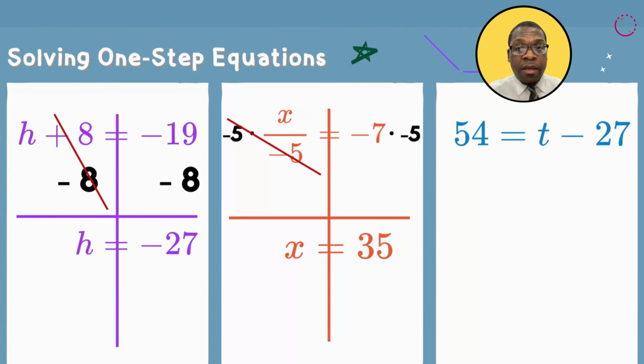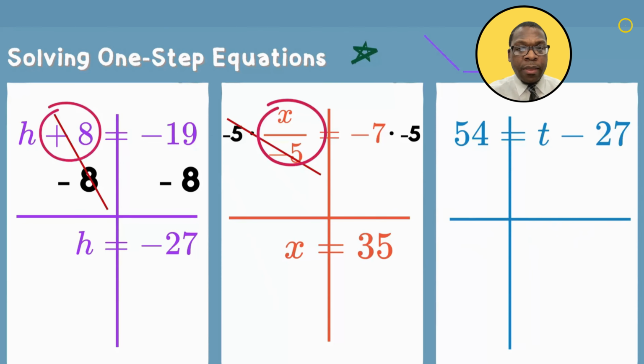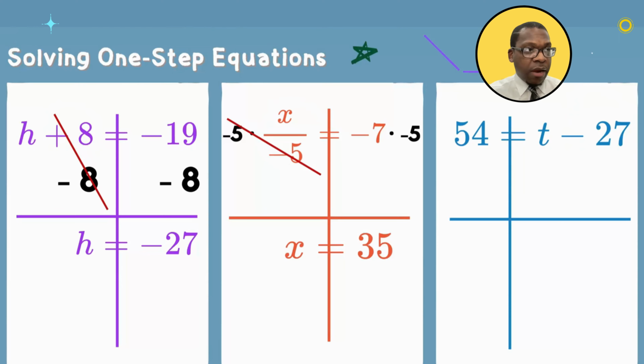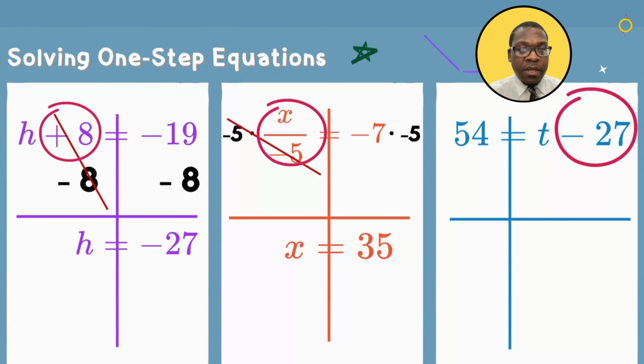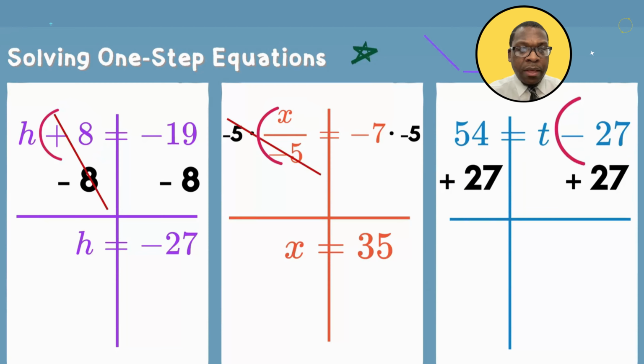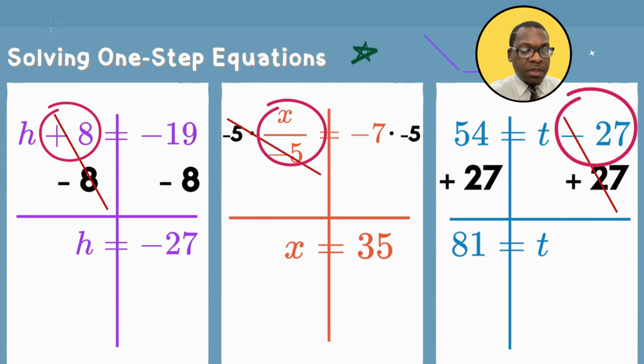Now, to get to the last one, I put them in reverse order, but you still solve it the same way. We start by making our scales, and we look for, do we see any addition, subtraction, multiplication, or division? Clearly, in t minus 27, we see subtraction. Well, the opposite of subtraction is addition. The opposite of negative 27, or subtract 27, or minus 27, however you call it, is positive 27. I put positive 27 on one side, positive 27 on the other side. The two 27s cancel out. Now I should have 54 plus 27 equals t, which is 81 equals t.